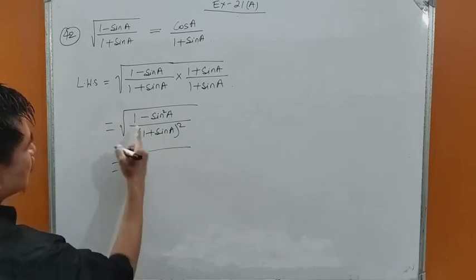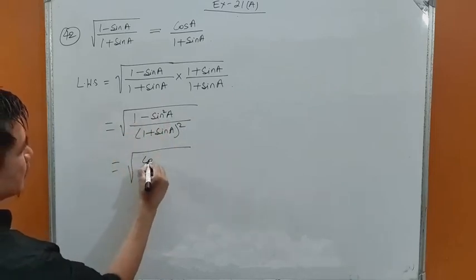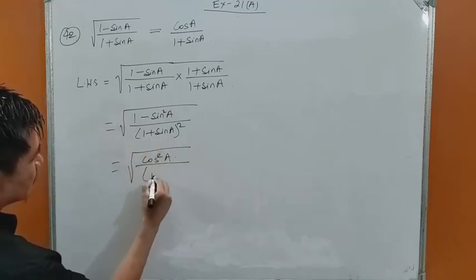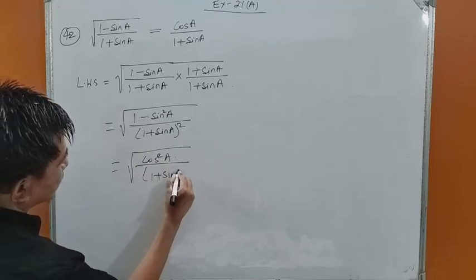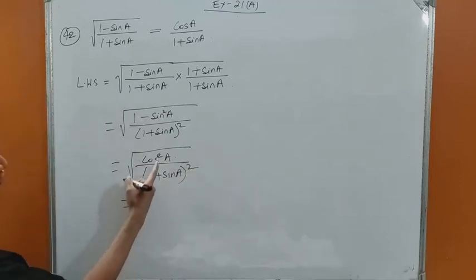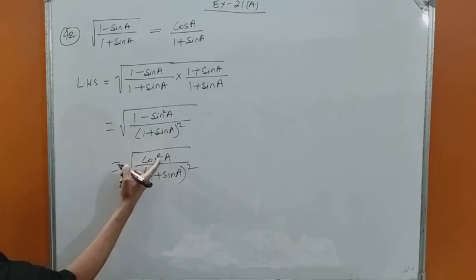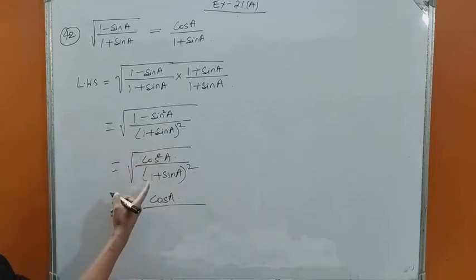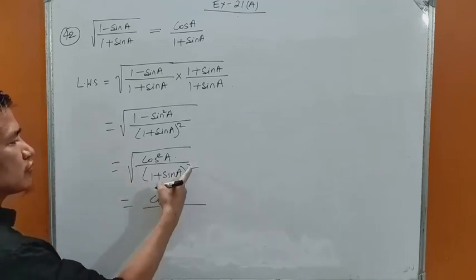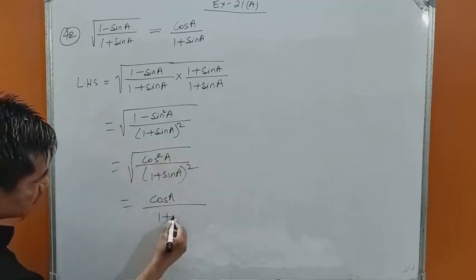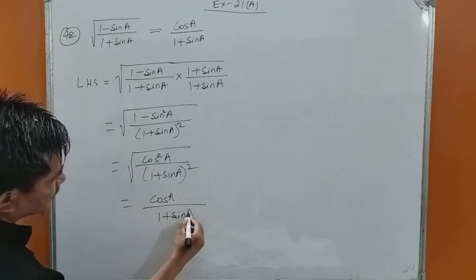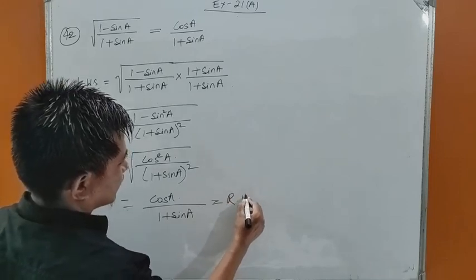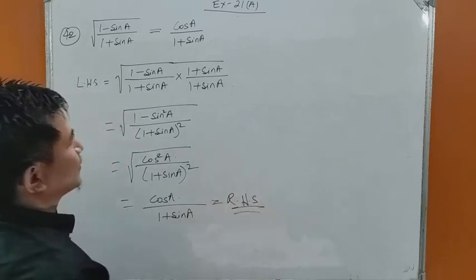So 1 minus sin square a means cos square a, and the denominator is 1 plus sin a whole square. Now the square and root cancel in the numerator, so cos a remains. In the denominator we have 1 plus sin a whole square, so square and root cancel, giving 1 plus sin a. So this is what we have in the right hand side, equals RHS. Hence proved. I hope you got this.